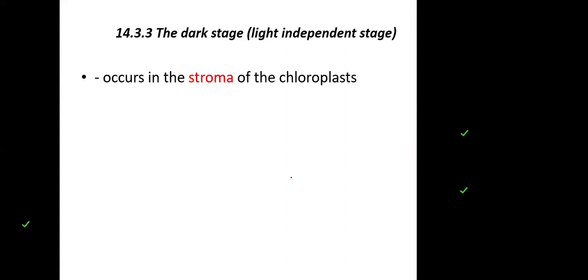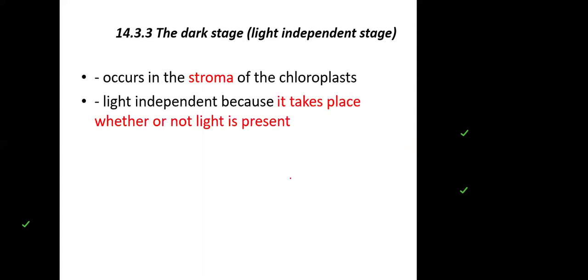Okay, now let's do the dark stages of photosynthesis, or what we call the light independent stage. Now remember, this occurs in the stroma of the chloroplast. What we have been describing occurs on the thylakoids, on the grana. Now, we also know that this takes place whether light is present or not.